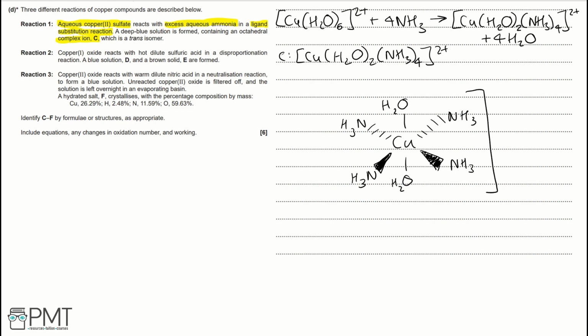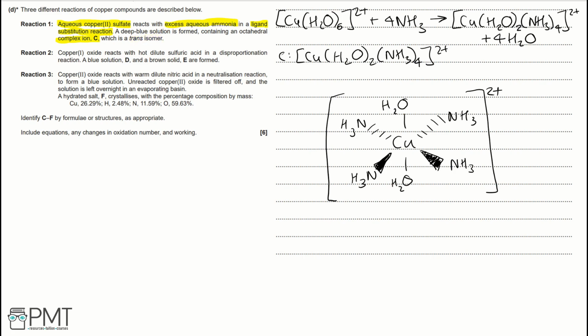And then we're going to have square brackets with a 2+ charge because it's an ion. The reason that I've put H2O at the top and bottom, or on opposite sides of this complex ion, is because we're told that it's a trans isomer.